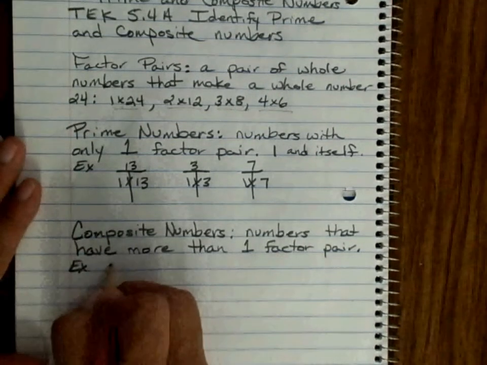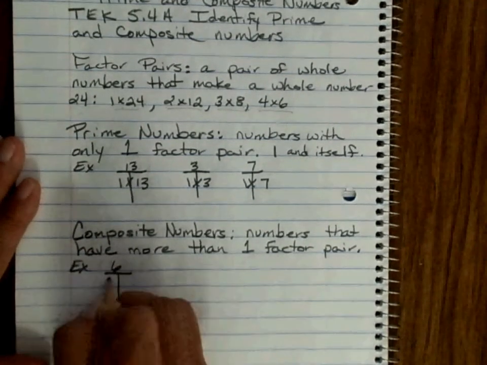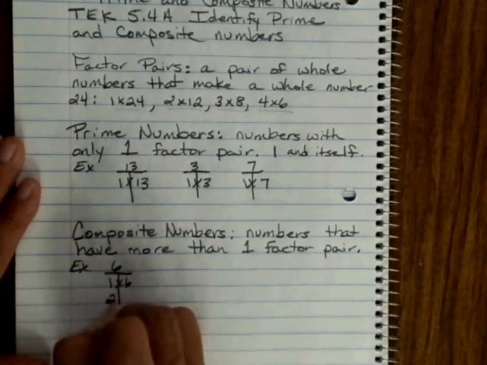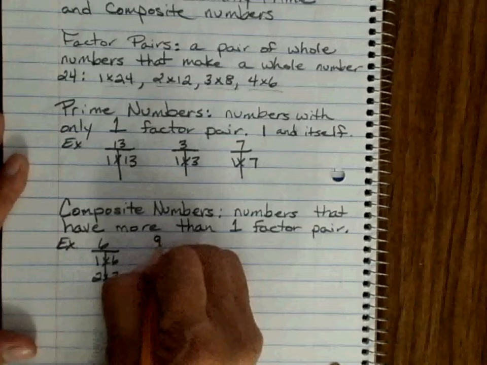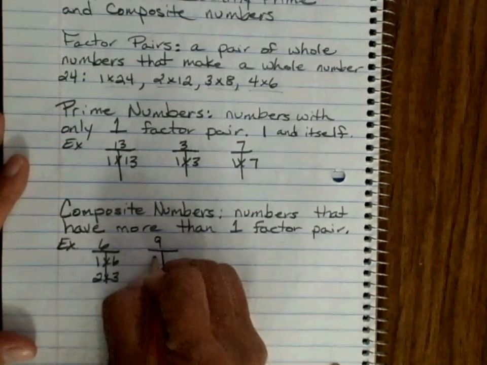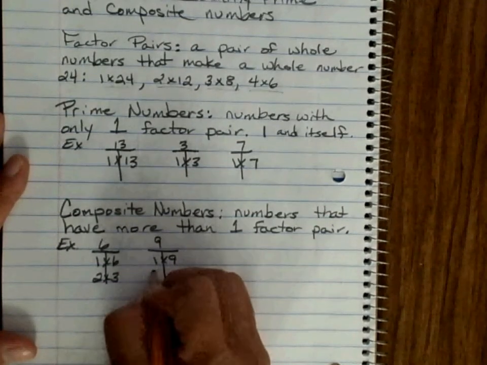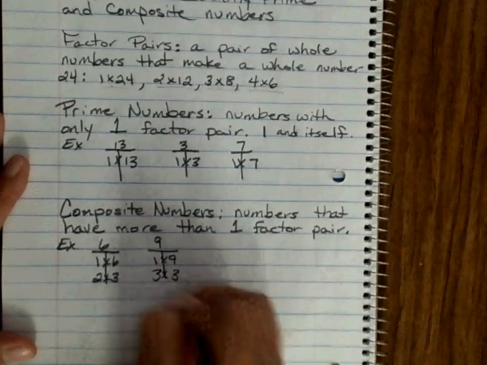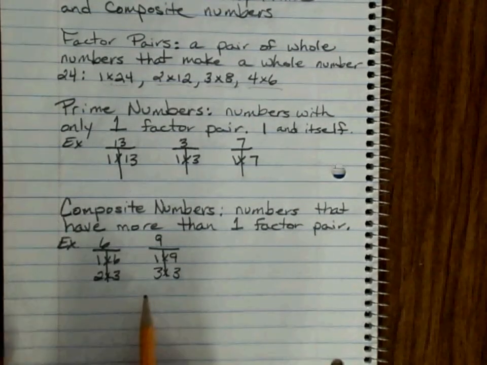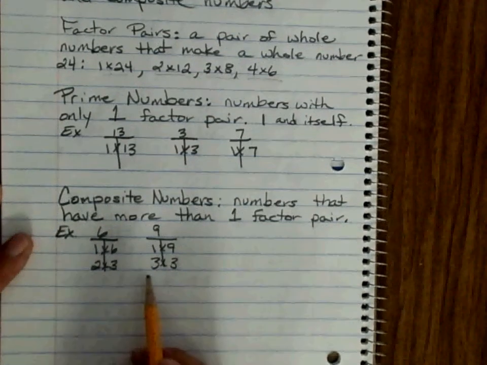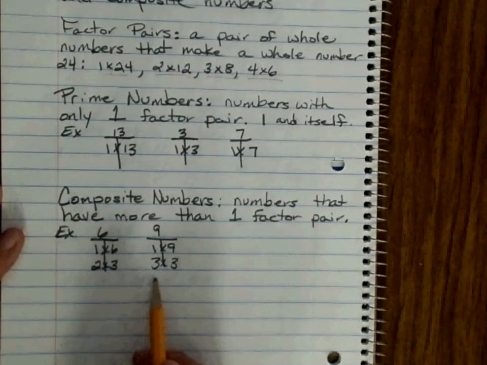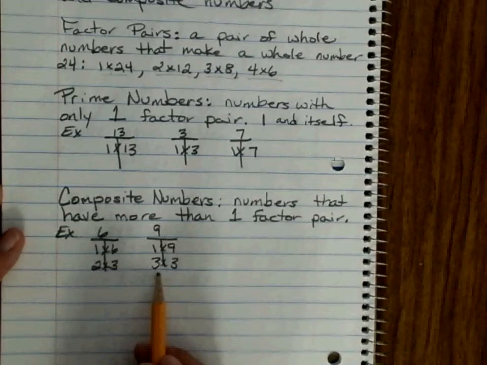Okay. 6 has 1 times 6 and 2 times 3. 9, 1 times 9, and 3 times 3. Now notice that 9 is an odd number. Remember what I told you yesterday. Just because it's odd does not mean it's prime. 9 is an odd number that is composite. It has more than one factor pair.